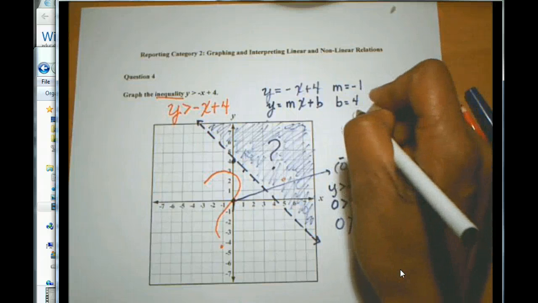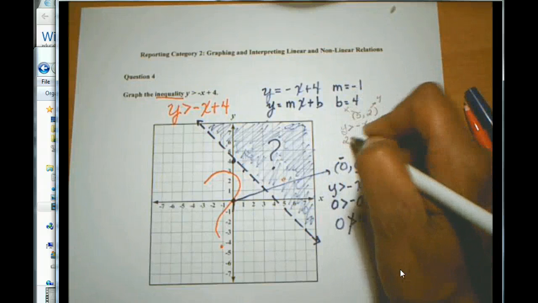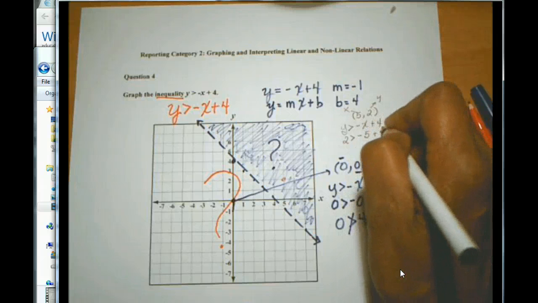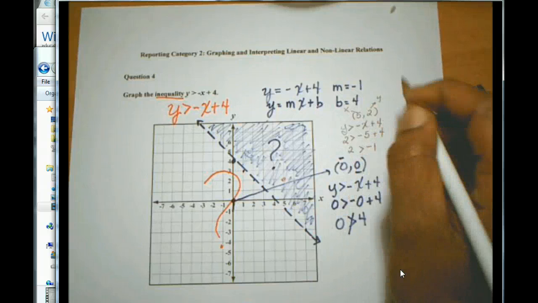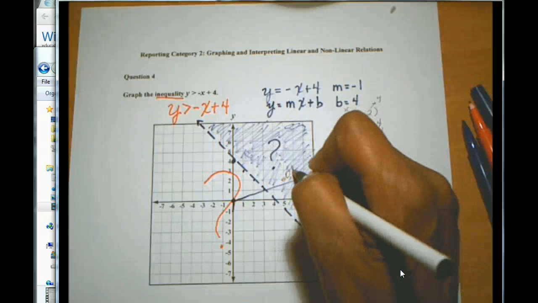So is 2 greater than the opposite of 5 plus 4? Is 2 greater than a negative 1? And the answer is yes. So this does work. It's okay. And we have finished our problem.